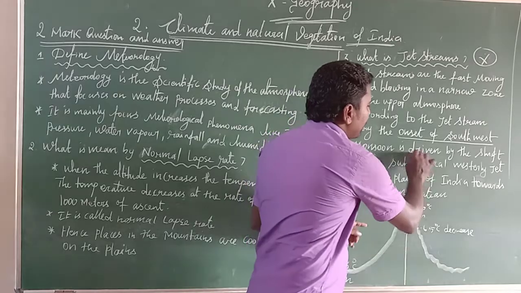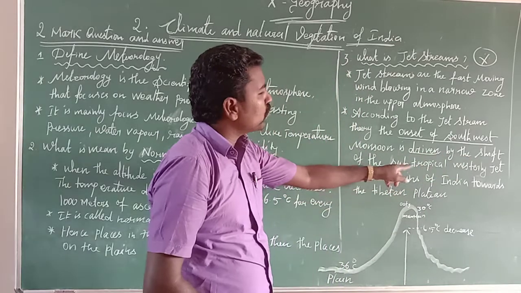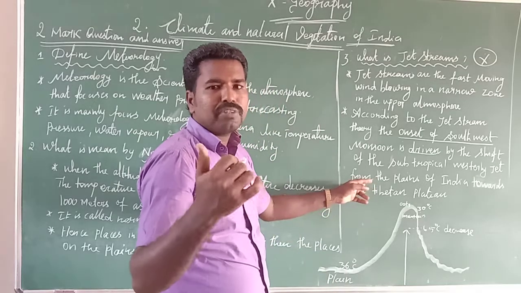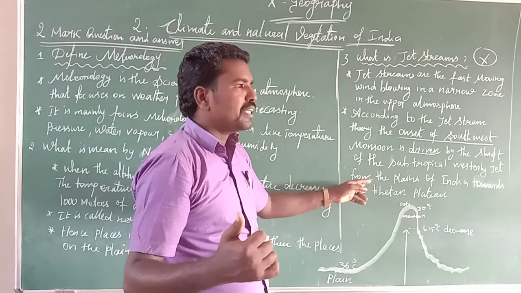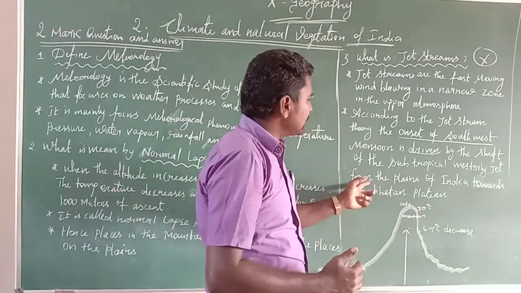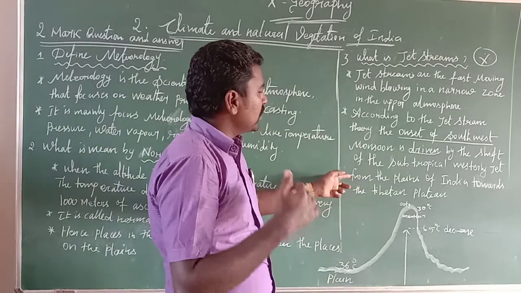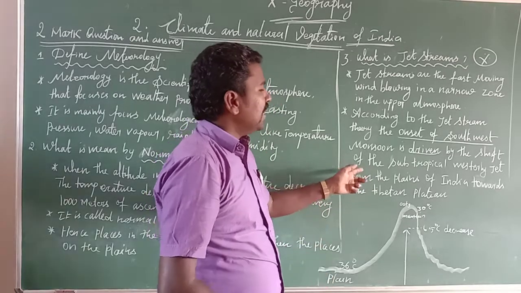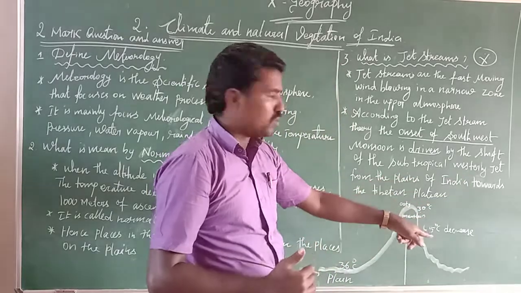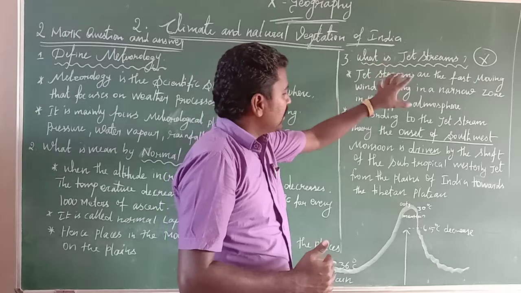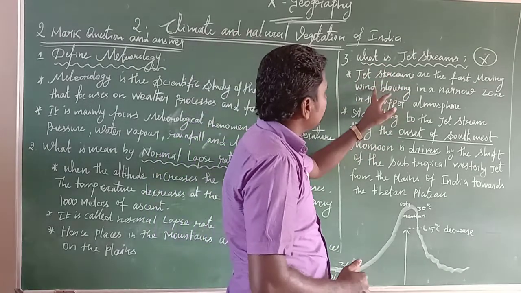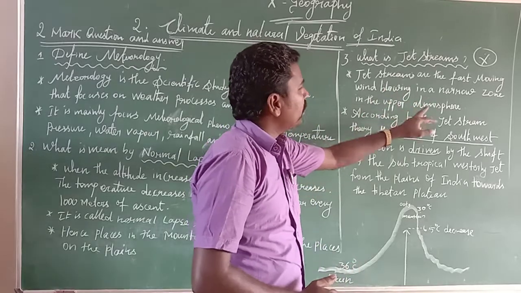Driven means operated by the shift of subtropical westerly jet streams. The westerly wind comes from the west part of the subtropical area, and when it crosses the equator, due to the Coriolis force, it blows over the Indian plains, and moves further towards the Tibetan plateau. So, what are jet streams? Very important question. Jet streams are fast moving winds blowing in a narrow zone of the upper atmosphere.